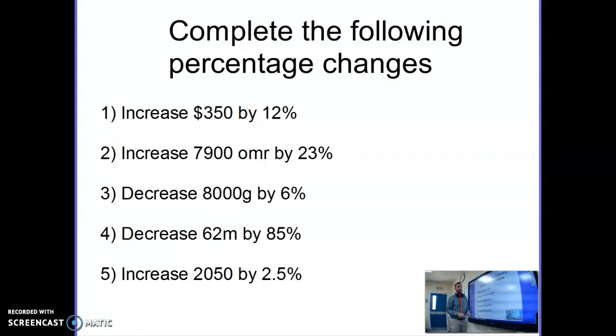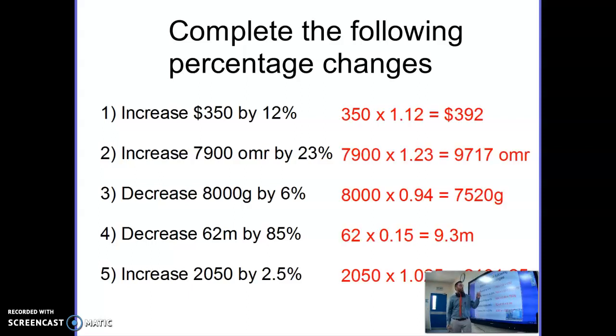On we go then to the final exercise, which is, can you increase and decrease these values, these amounts, by the given percentages? So what we do is we take the amount and multiply by those multipliers. So give that a go now. 5 questions. Pause your video, give it a go. And if you're ready for the answers, here they come.